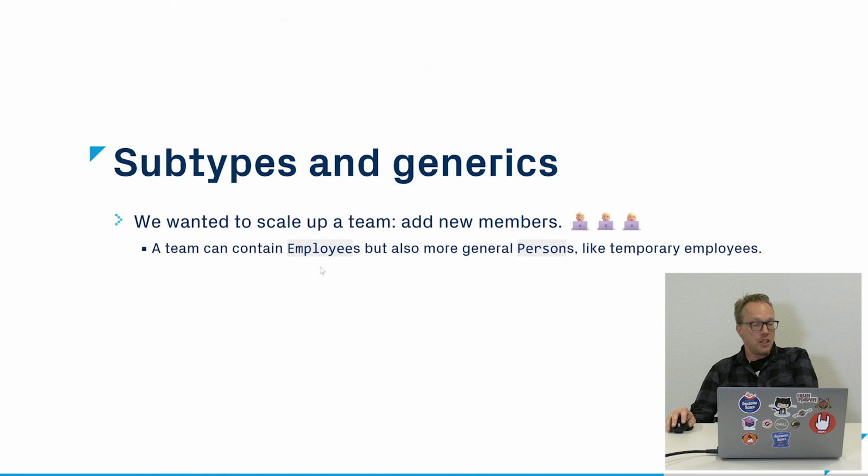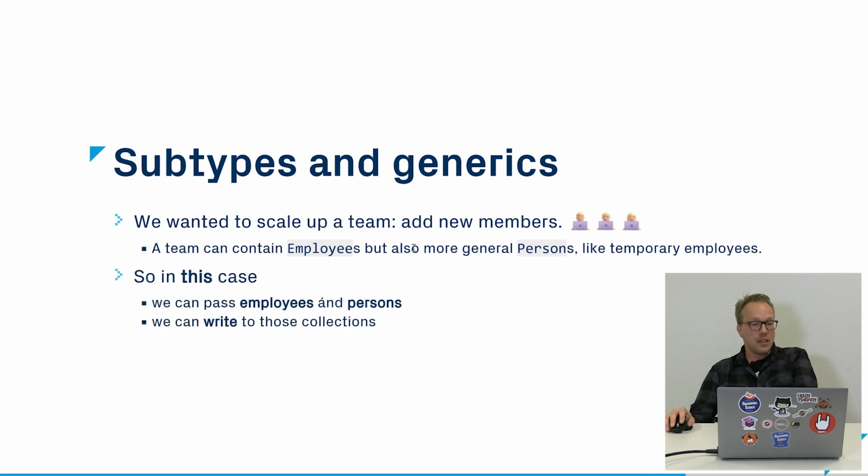So we wanted to scale up a team, add new members, and the team could contain employees and also more general persons like temporary employees, and that's allowed right now. And in this case, we can pass employees and persons, and we can write to those collections safely without breaking stuff.